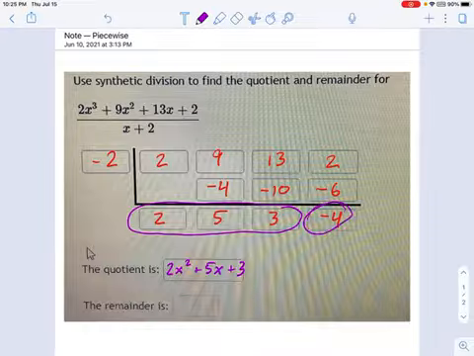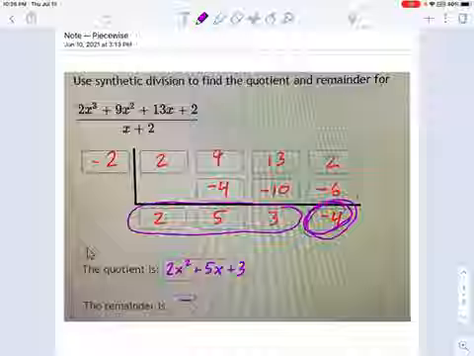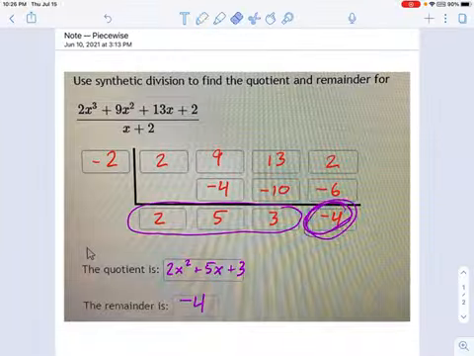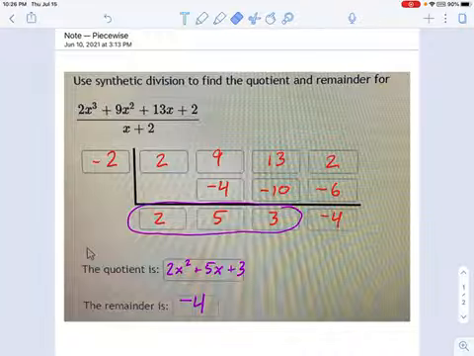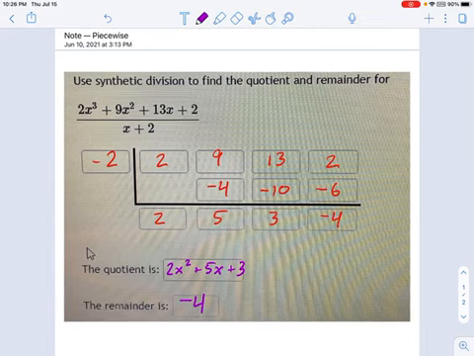Now, last number over here, this is the special one, -4. That's your remainder. And a lot of people actually prefer using synthetic division for all their remainder needs, and they just forget about the remainder theorem completely, which I think is a bit of a mistake. There is value in the remainder theorem. That being said, it is awfully convenient to just use synthetic division.